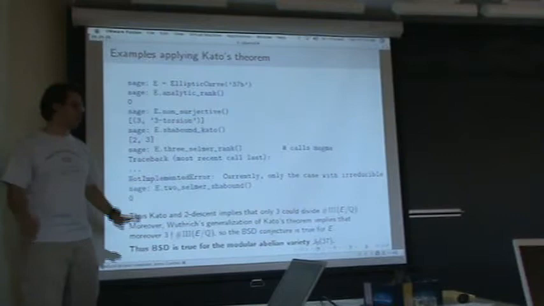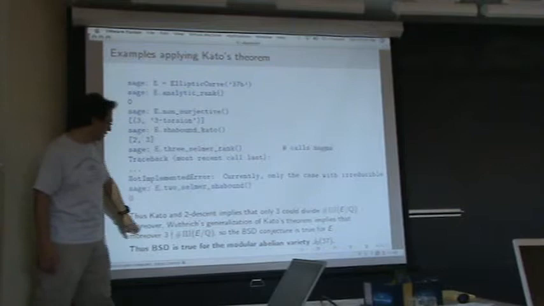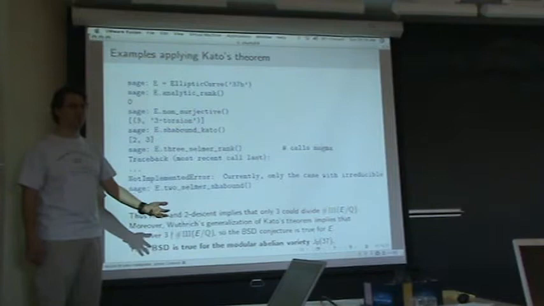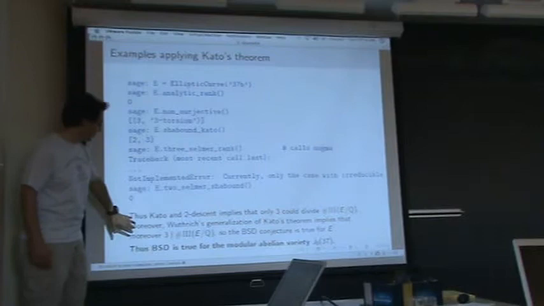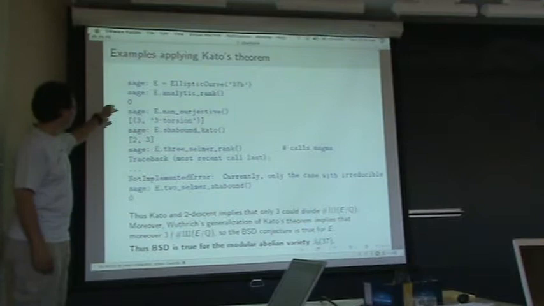Fortunately, Christian Wuthrich generalized, much to many people's surprise, Kato's theorem. Kato assumes the mod 3 representation is surjective. Wuthrich assumes that it's reducible. So as long as it's not in the middle of those two possibilities, if it's reducible, you can apply Wuthrich, and you do get that 3 doesn't divide the order of Sha. So in fact, for 37B, the Birch and Swinnerton-Dyer conjecture is also true.